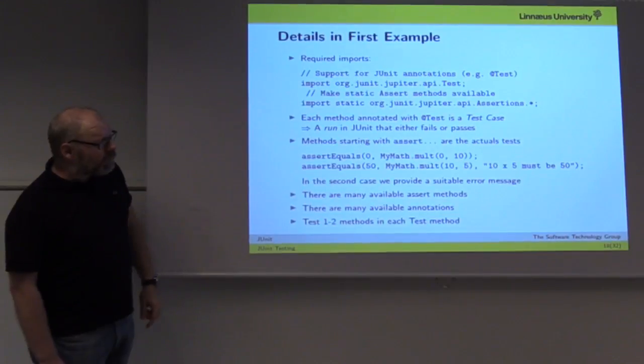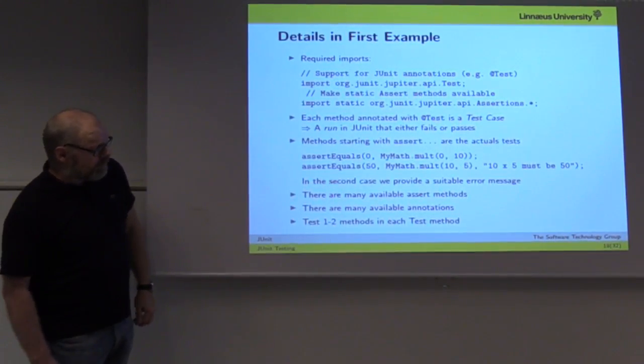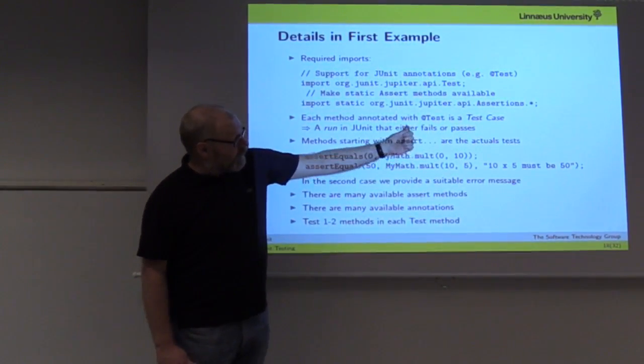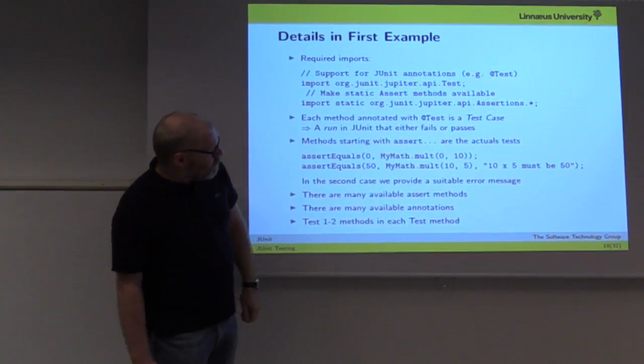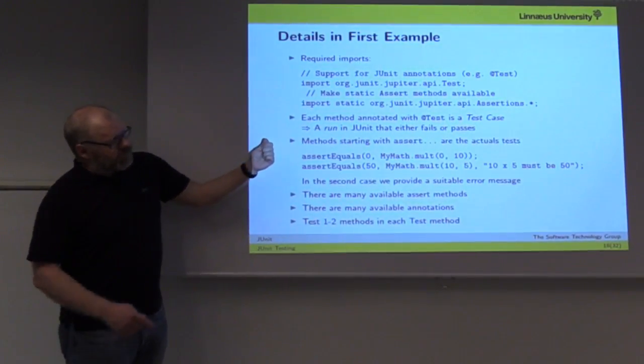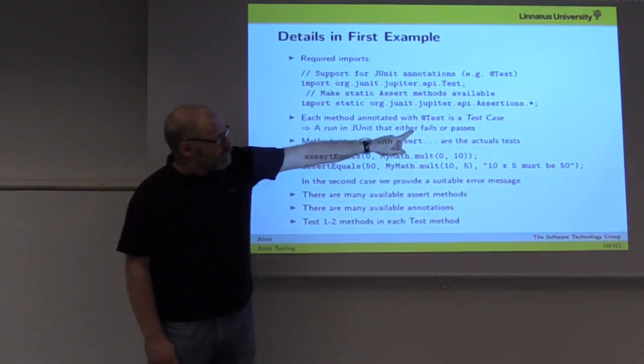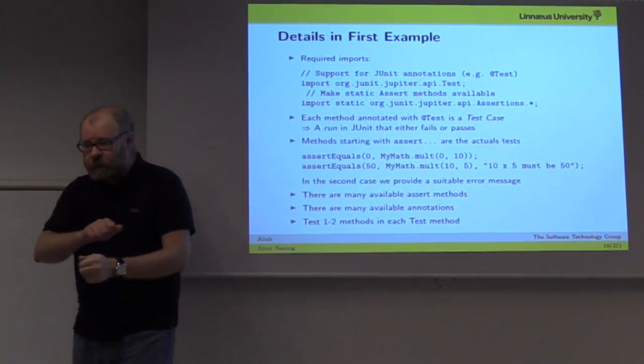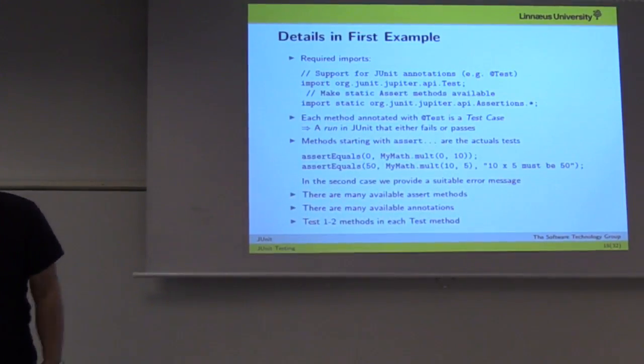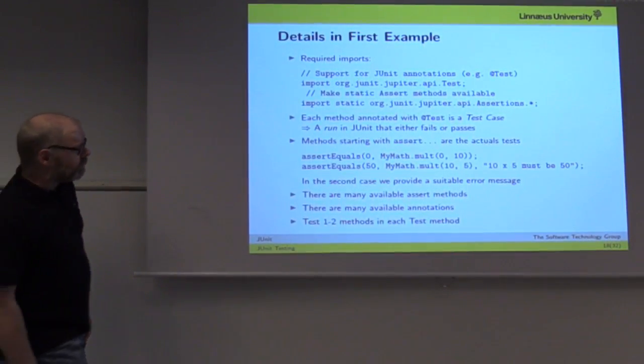Each method in our test class is called a test case, and they must be annotated with test. You will see that when you are running this code. If you have 5 methods annotated with test, it will say that it was running 5 tests and 4 of them were okay and 1 failed.